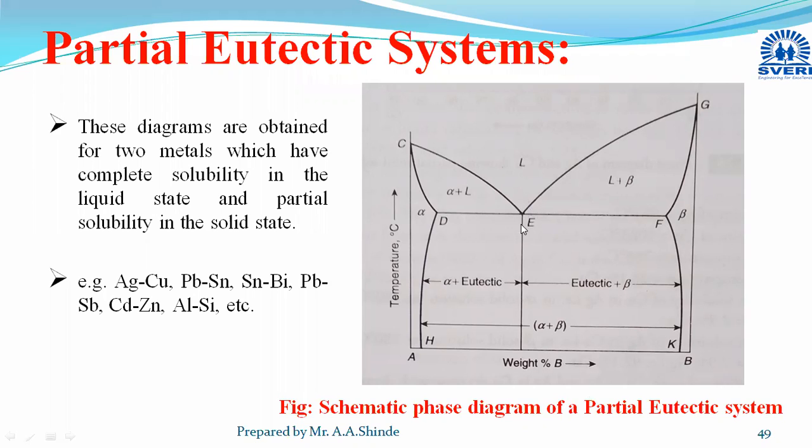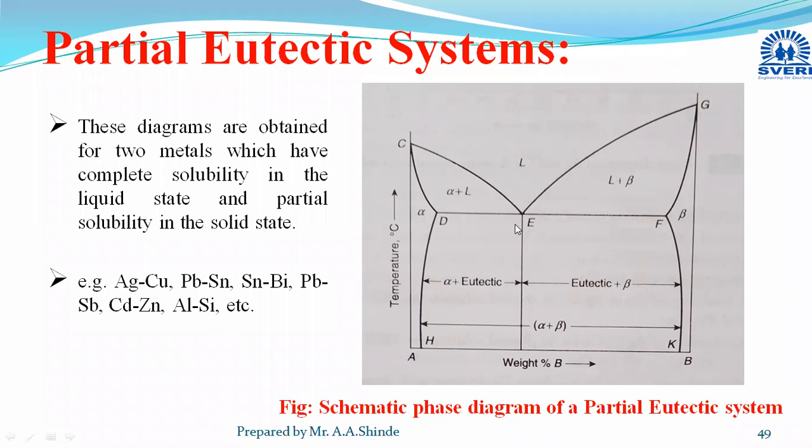Okay, this is the eutectic temperature, and this E is the eutectic point. Its corresponding temperature will be the eutectic temperature. Its corresponding composition, from this line point, you will get the composition. It will be termed as the eutectic composition.